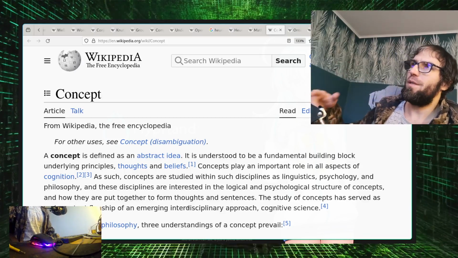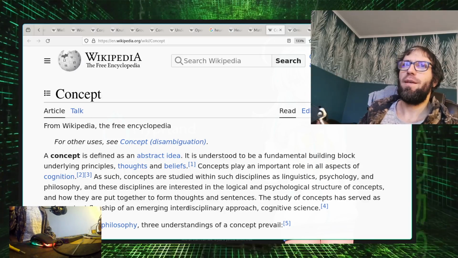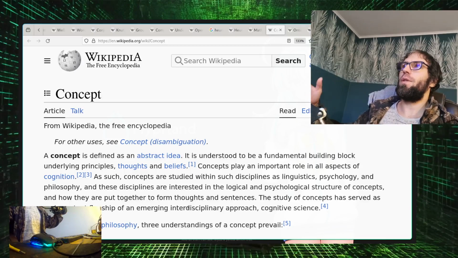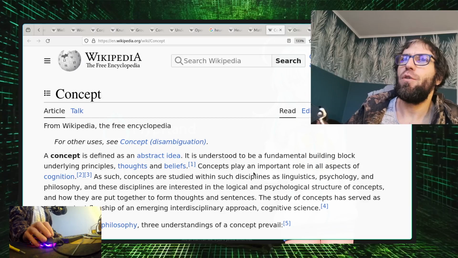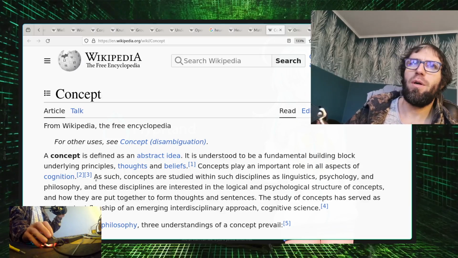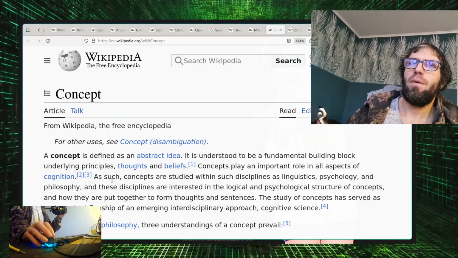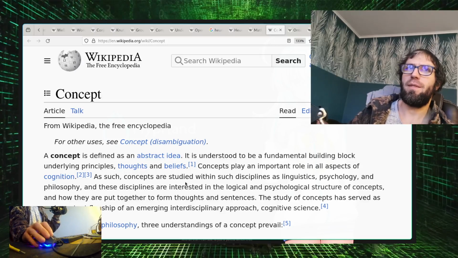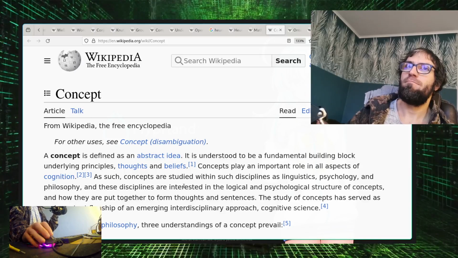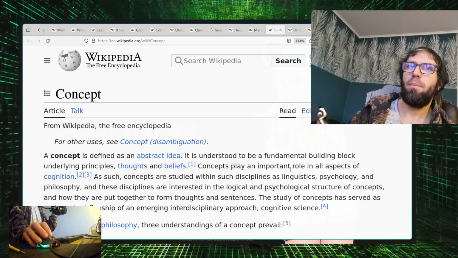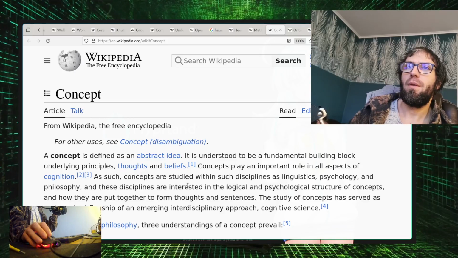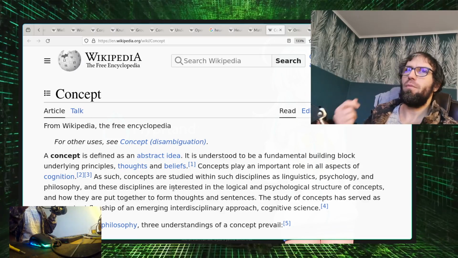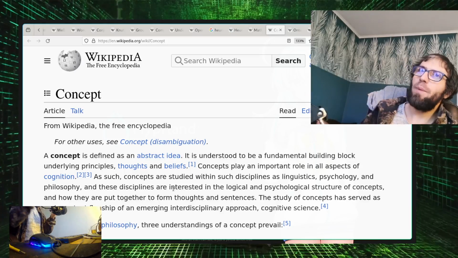So we can build the notion of the concept on top of the notion of the abstract idea. It is understood to be a fundamental building block underlying principles, thoughts, and beliefs. Okay, we need to understand what are the thoughts and what are the beliefs.